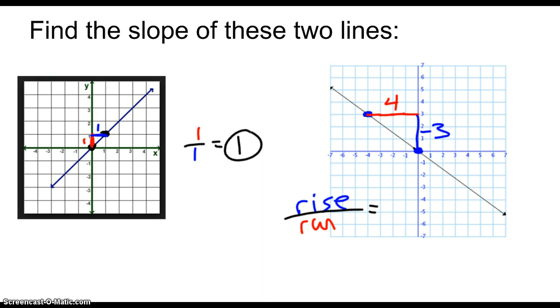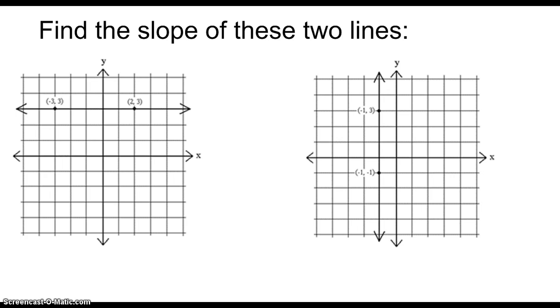Just color coding again. But I could say my slope is -3/4, or I could say it's negative 0.75 if I divided those two numbers. I'm sorry, I'm going a little over my time here, but I only have these two left. So what happens if you have a vertical line or horizontal line?